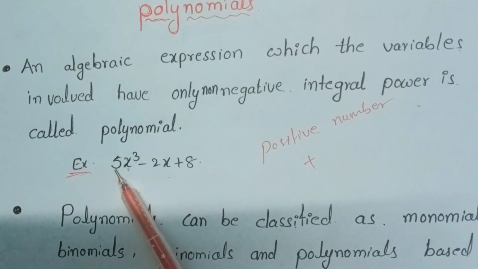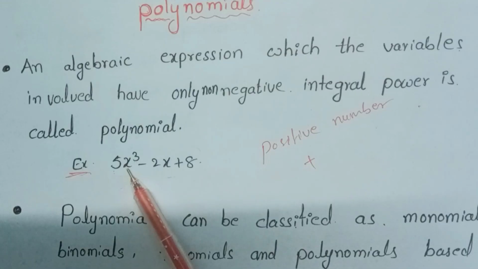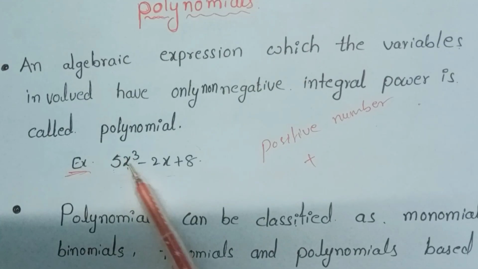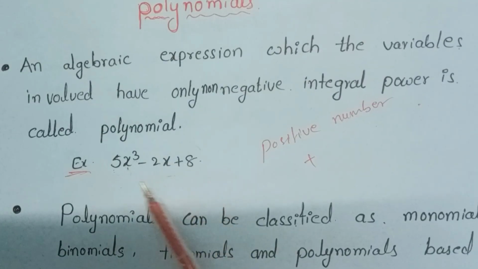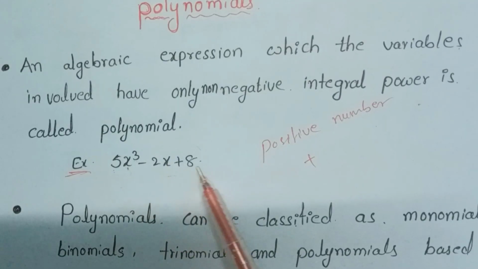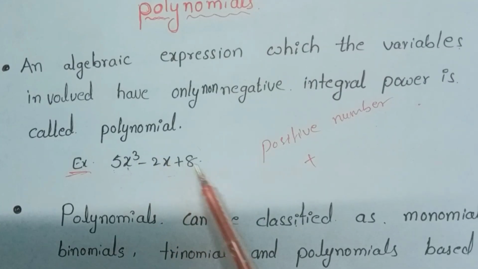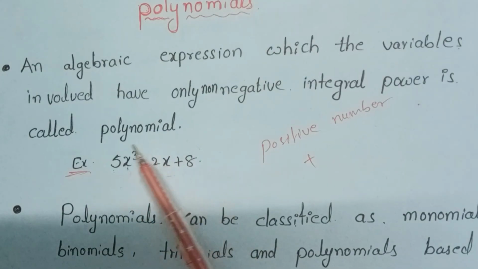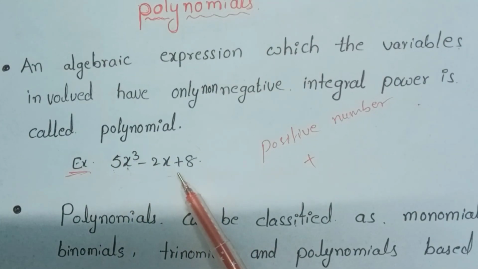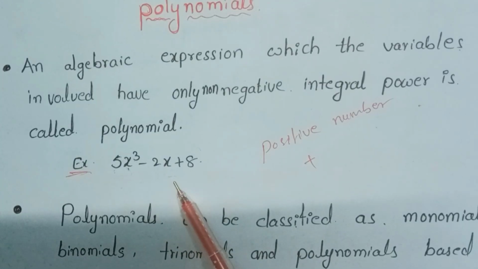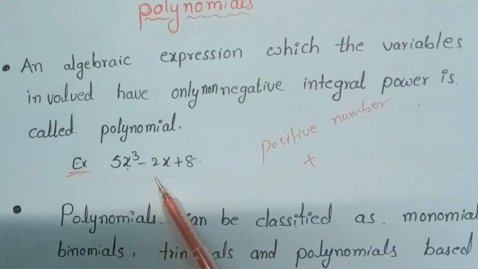Already you learned that this is a constant number, this is a literal or integral number, and this is a variable. So this is one term, this is one term, this is one term. These two terms are separated with minus, these two with plus. Here the power is 3, here the power is 1. Both are positive numbers. So this algebraic expression is a polynomial. What is a polynomial? Any terms separated with plus or minus, where the powers are positive numbers.